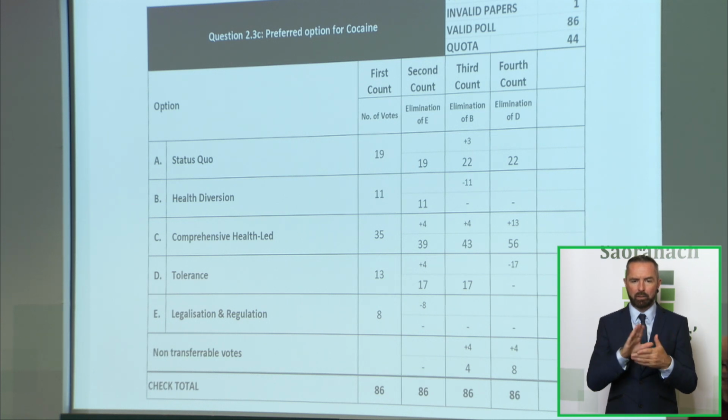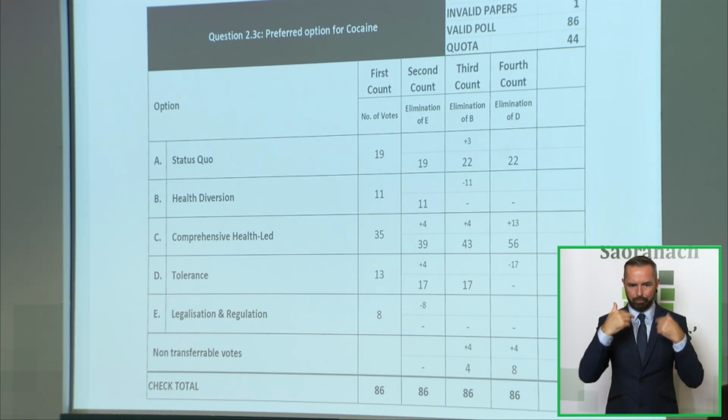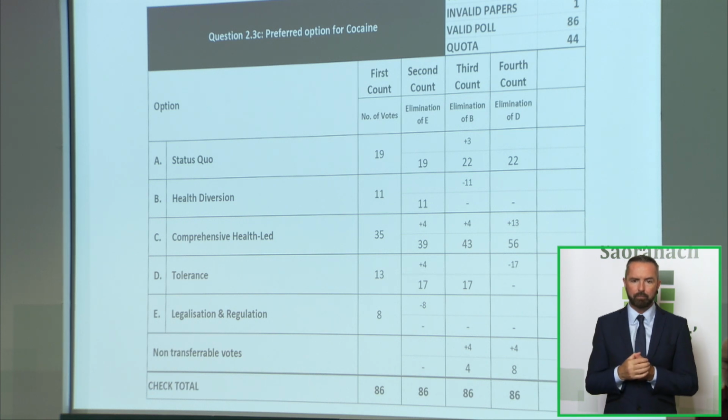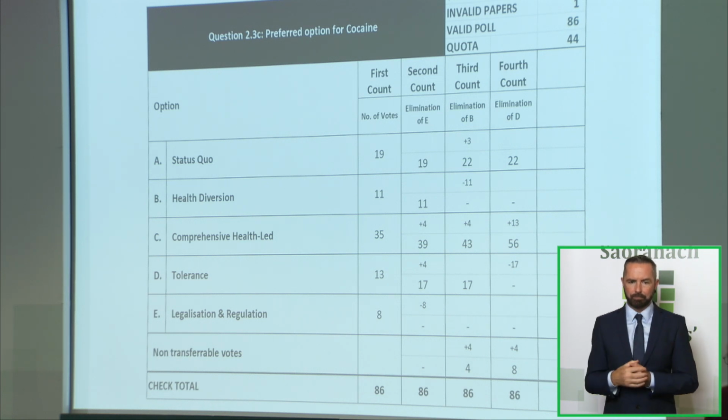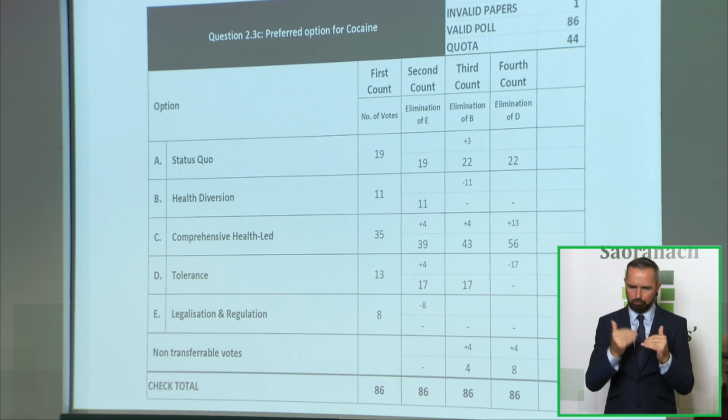So we eliminate that. Of those 11, 3 go to the status quo, 4 go to the comprehensive health-led, and the remaining 4 don't have any other preference, so they go to non-transferable. We now have 43 for comprehensive health-led, 22 for status quo, 17 for tolerance. We eliminate the 17 for tolerance and redistribute those, and that gives us 22 for the status quo and 56 for the comprehensive health-led. It got 13 of the 17 votes. That means comprehensive health-led has easily at that stage exceeded the quota and is therefore the consensus option.